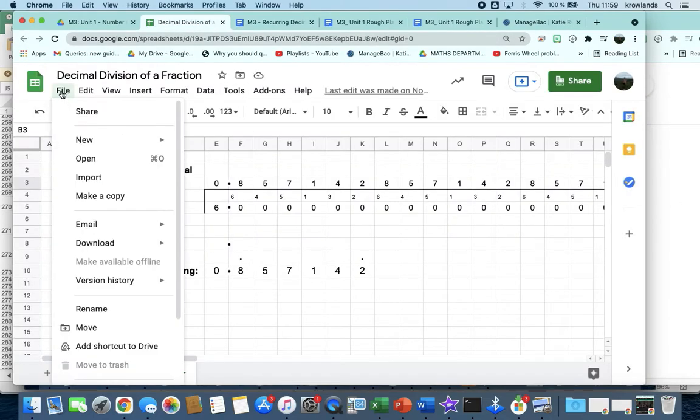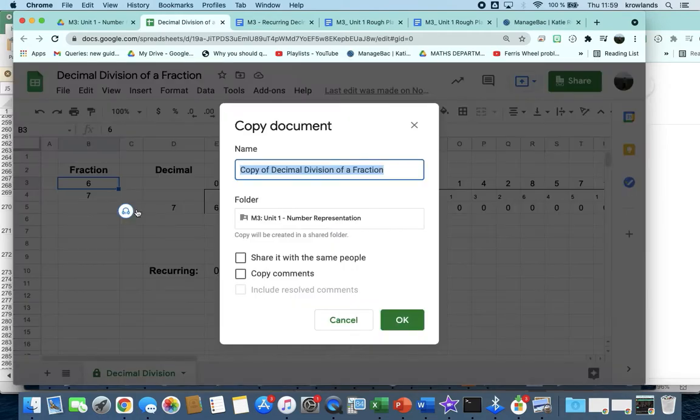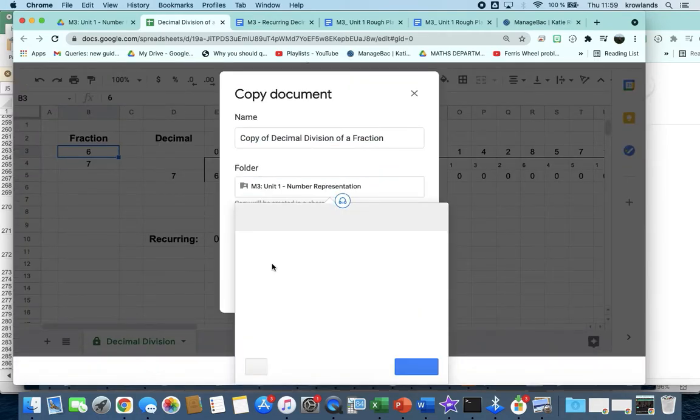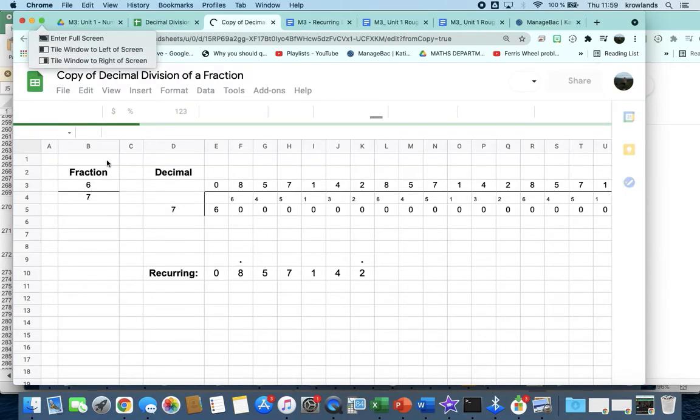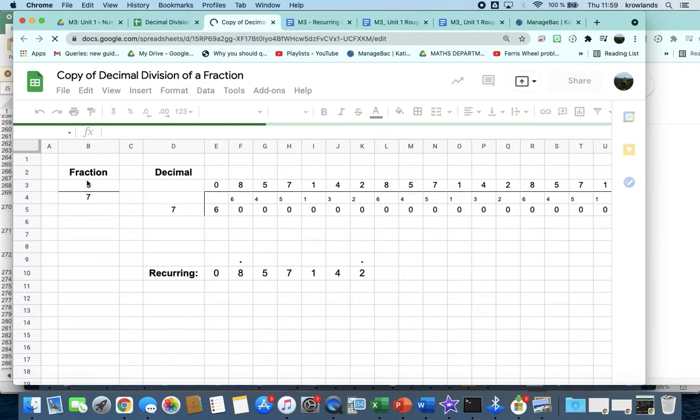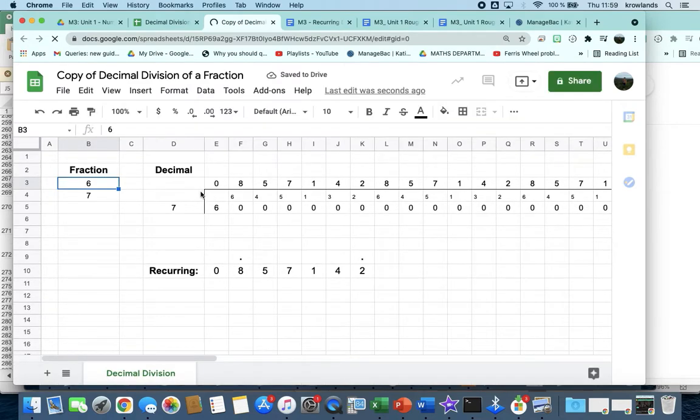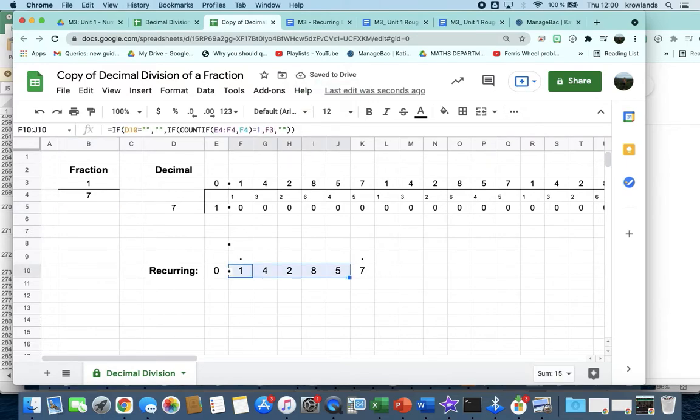So you can see, once you've made a copy of this worksheet and put it in a lovely place in your Google folder, we are going to get the following. So if we change this to 1/7, you're going to see that the number of digits repeating is 6, and that is exactly why 1/7 is so special.